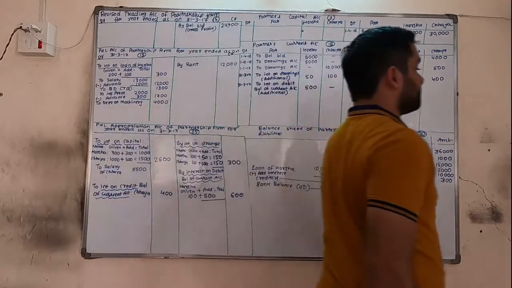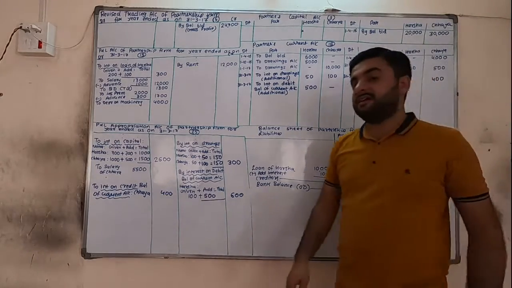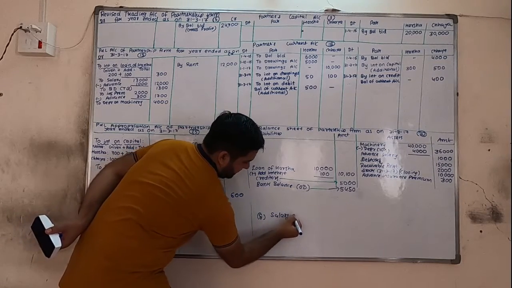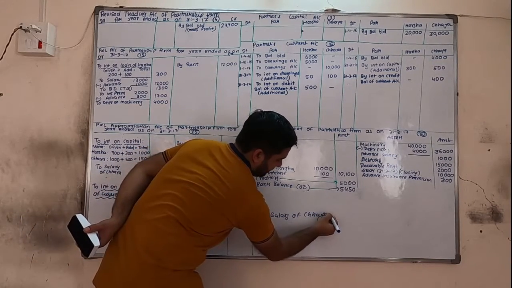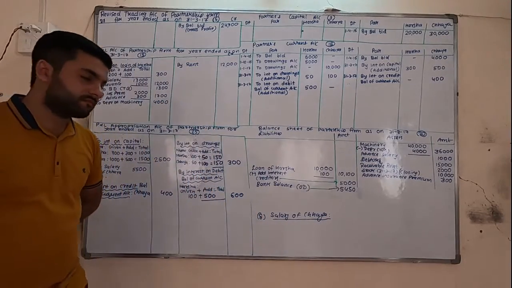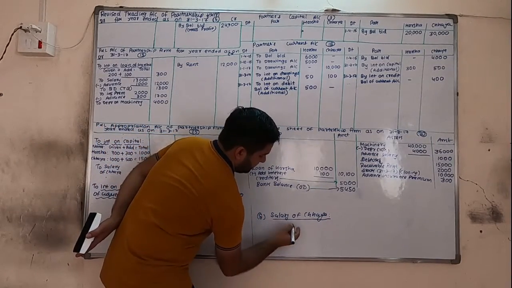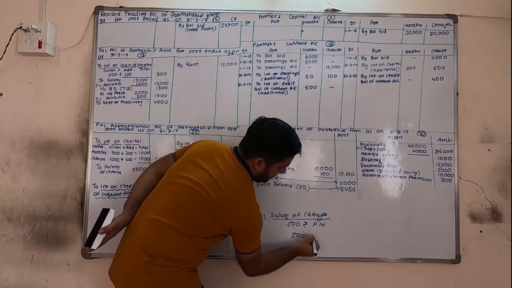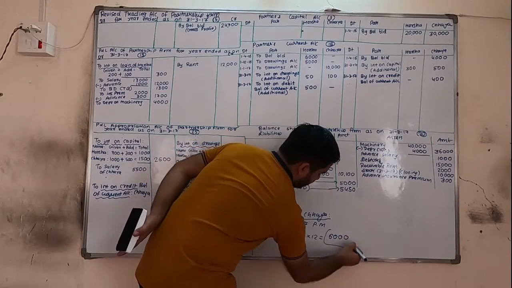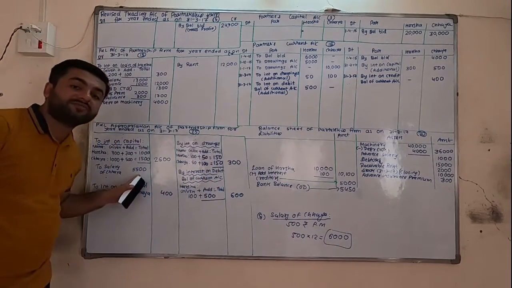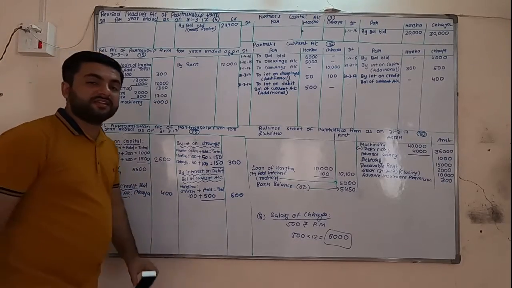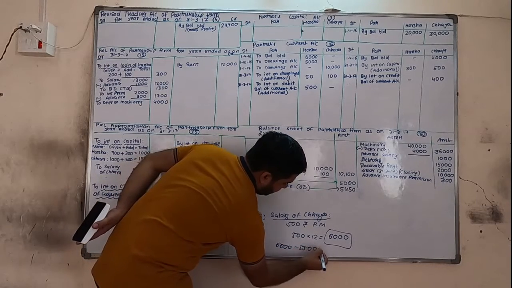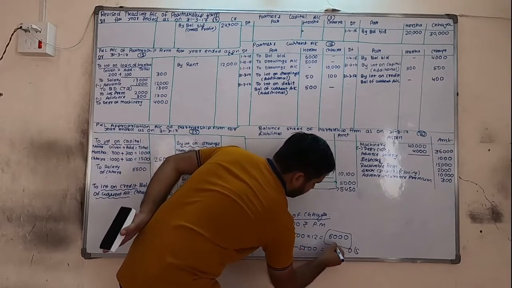What is the next adjustment? Monthly salary of Chaya is 500. Again come to the calculation number 8. Salary of Chaya, ₹500 per month. So 500 into 12 is 6,000, and it is given here 5,500. So again outstanding is 500. So 6,000 minus 5,500 is equals to 500 outstanding.